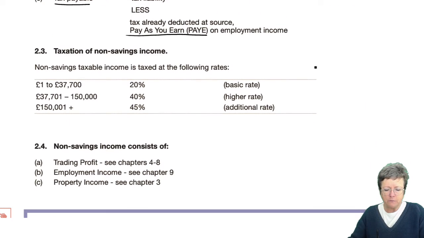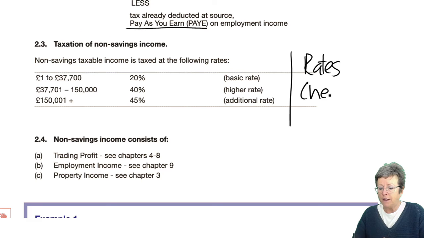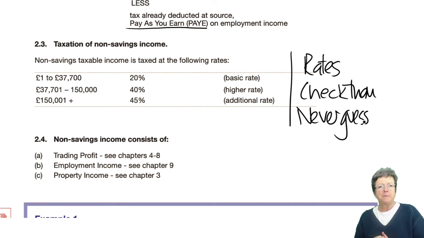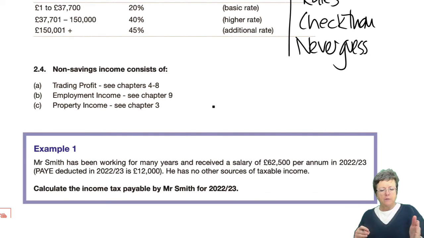Now, the rates. These are the rates. They are in the rates at the front of your tax exam. Always check them. Never guess. You'll get fed up of hearing me say that. But hopefully not. Okay. Now, non-savings income, you'll see here that we have various different chapters which are going to deal with those kinds of income in depth. So trading profits will be in chapters 4 and 8, employment income will be in chapter 9, and property income in chapter 3, and we'll deal with those later.